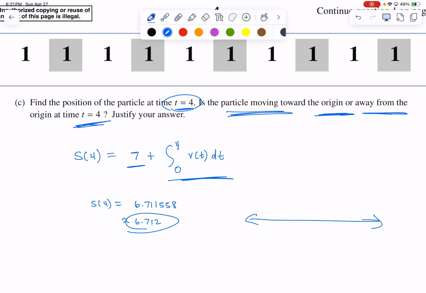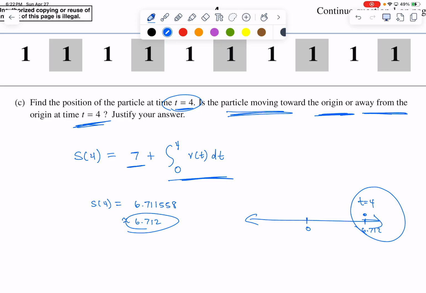So you're on a number line, and here's 0. At 4 seconds, you're at 6.712. There's your position right there. You want to know if you're moving away from the origin. So the origin's over here. Am I moving away from it or am I moving towards? What would you need to know to figure out if you're moving away or towards? Positive, negative.